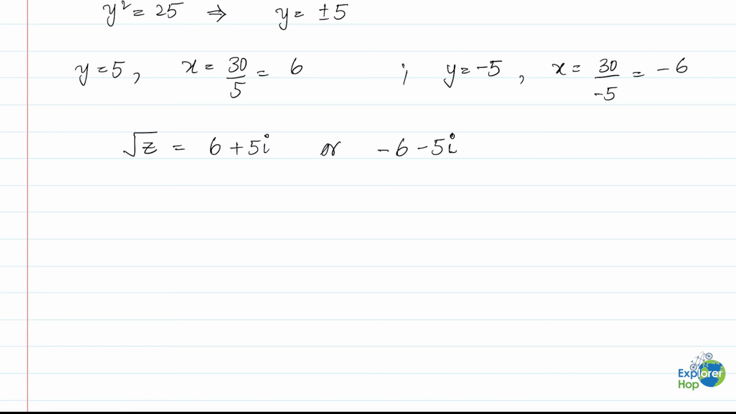Or a more concise way of writing it is the square root of z is equal to plus or minus (6 plus 5i). And this is our final answer.